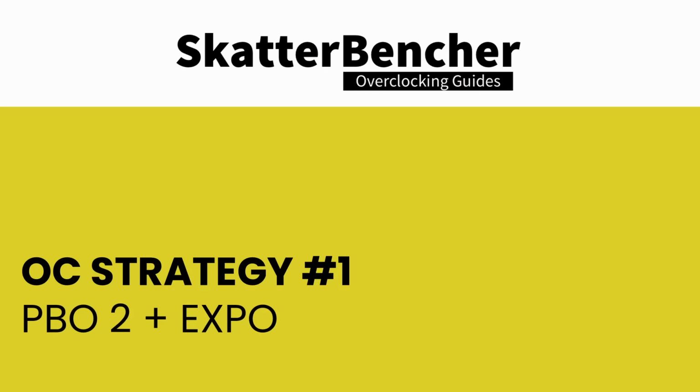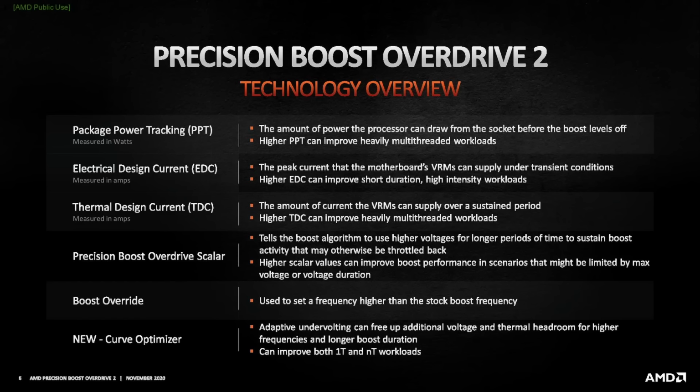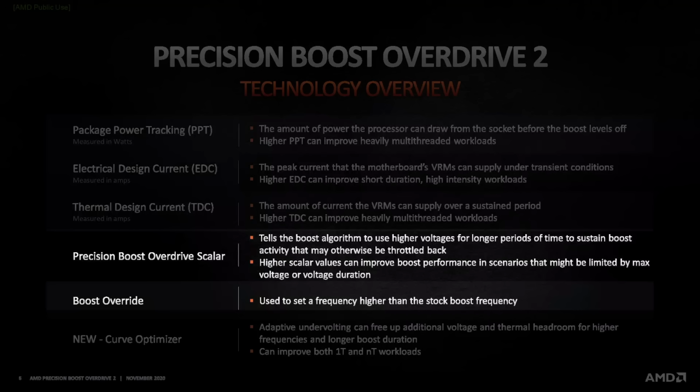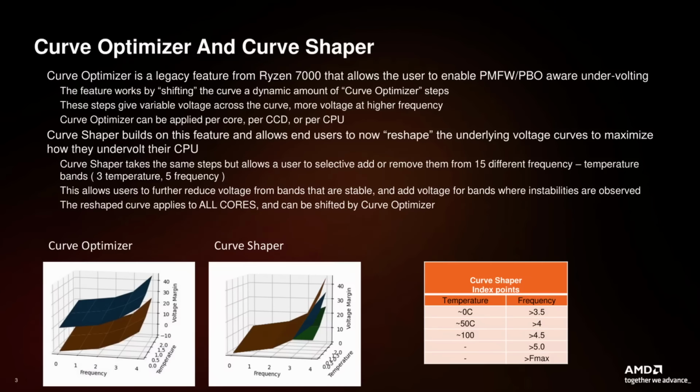In our first overclocking strategy, we simply take advantage of enabling AMD Precision Boost Overdrive and enabling AMD EXPO. With the launch of Zen 5, AMD introduced an improved version of their Precision Boost Overdrive 2 Overclockers toolkit, which allows us to fine-tune some of the parameters governing the Precision Boost 2 technology. The Precision Boost Overdrive 2 toolkit for Zen 5 Ryzen processors includes the overclocking knobs from Zen Plus, PPT, TDC and EDC, Zen 2, Boost Override and Scalar, Zen 3, Curve Optimizer, and the newly announced Curve Shaper for Zen 5.